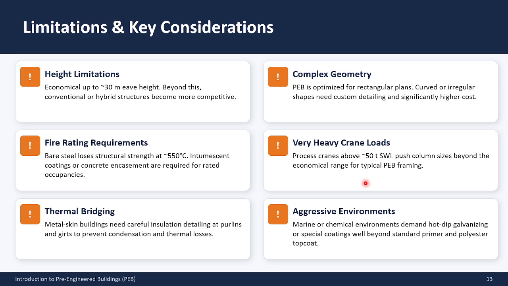The fire rating requires intumescent coating since base steel weakens at 550 degrees centigrade. Very heavy crane loads, about 50 tons, push the design beyond standard PEB efficiency. Thermal bridging needs careful insulation detailing, and aggressive marine or chemical environments demand special protective coatings.